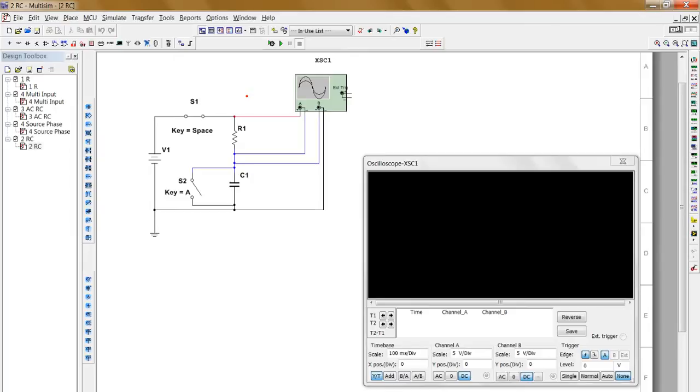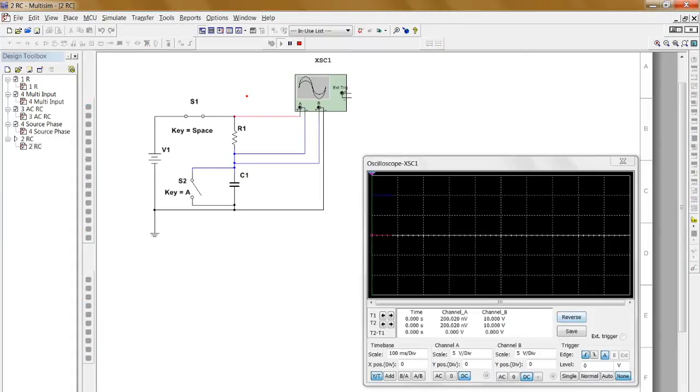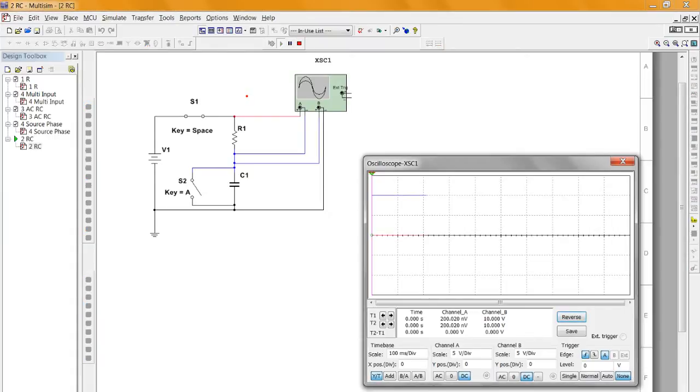It's a little slow opening. There we are. As soon as I start that, I'm going to reverse that so we can see it in white. There we go. So the S1 is already closed. Oh, S1 is closed. It's open. It doesn't make any difference now because what am I looking at?